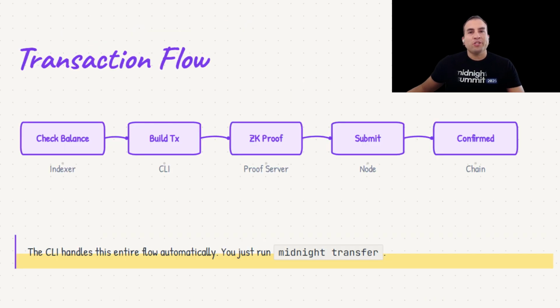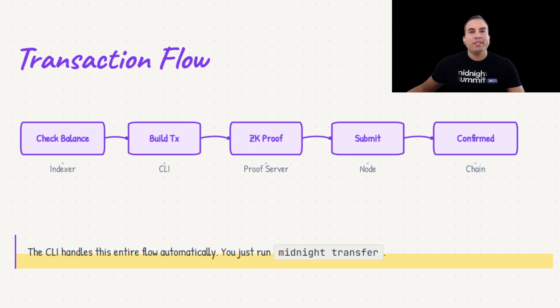When you send a transaction on Midnight, there are 5 steps happening behind the scenes. Let me walk through them so you understand what the CLI is doing when you hit enter on a transfer. Step 1, check the balance. Make sure you actually have enough night to send. Step 2, build the transaction. This creates the raw transaction data with all the right parameters. Step 3, generate the zero-knowledge proof. This is the privacy part. The proof server creates the zero-knowledge proof that validates the transaction without revealing private data. This step can take a few seconds.